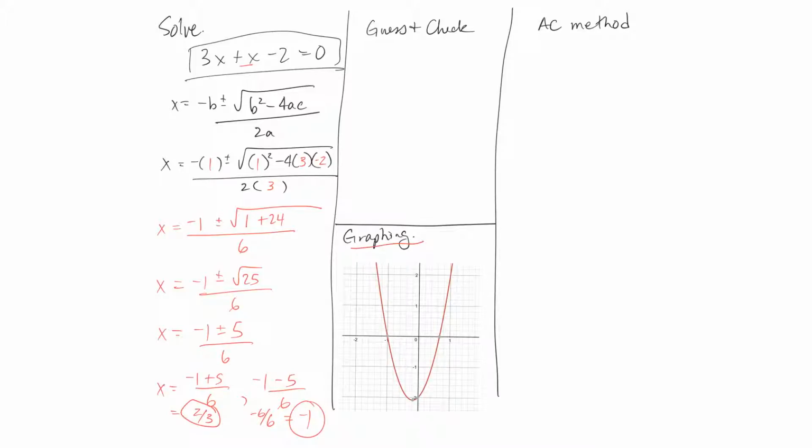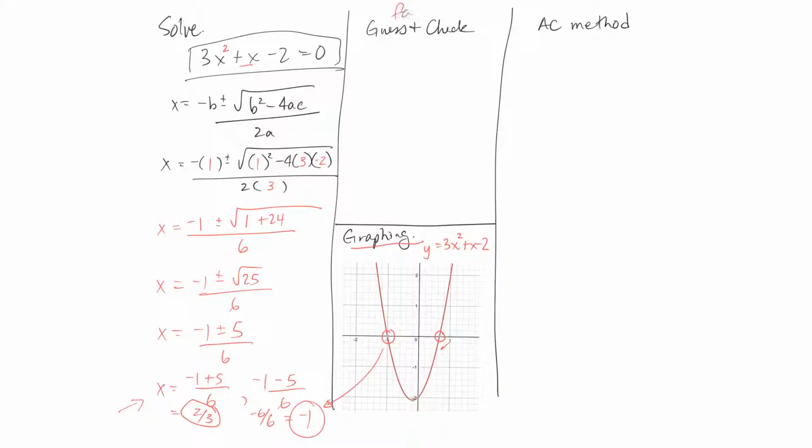Here's graphing, just for instance. I took that equation up there and I graphed it. So I graphed y equals 3x squared. Whoops, I need a squared there. 3x squared plus x minus 2. And when I graphed that, it crossed the x-axis there and there. This one's -1, which I got there, and this one looks to be about 2/3 of the way, so it looks like that correlates with what I got when I used the quadratic formula.